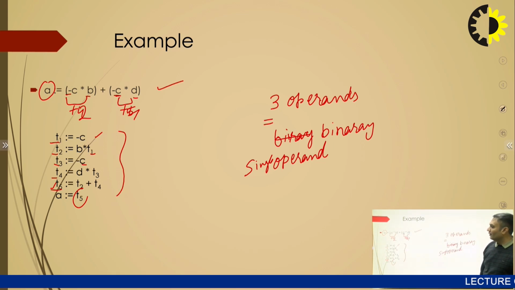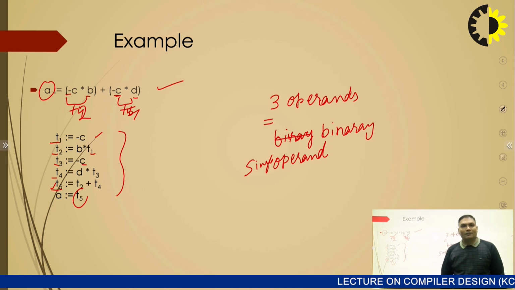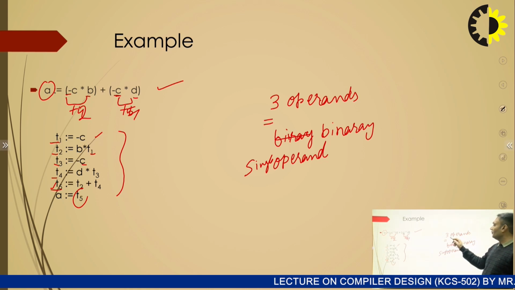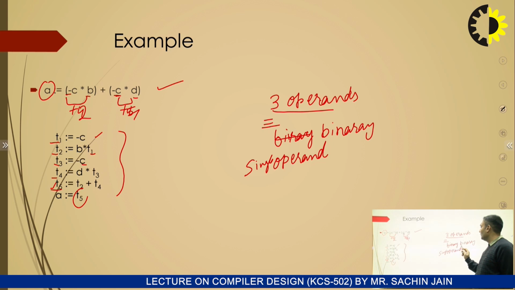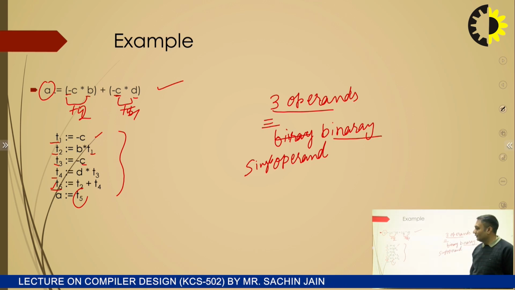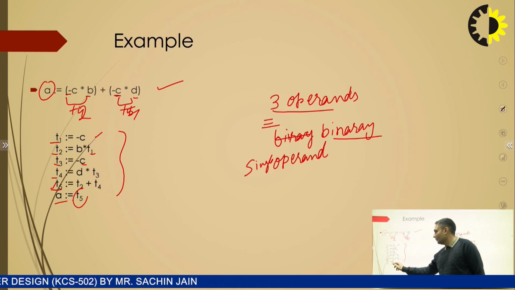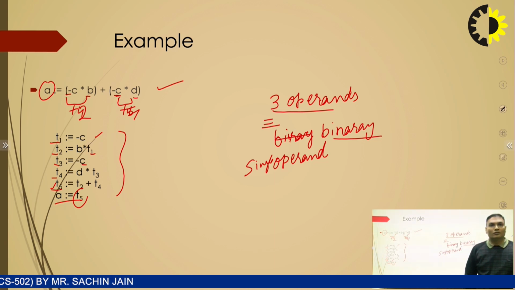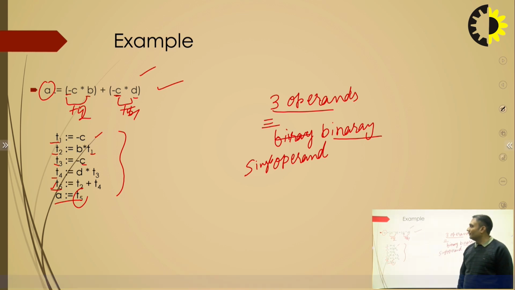We can use different variable names, but we will keep in mind that there should be 3 operands, a single assignment operator, and there may be a binary operator. And there is a chance of a single operand on the right hand side, like this, a equals t5. So these are the corresponding 3 address codes for the given instruction A equals minus c into b plus minus c into d.